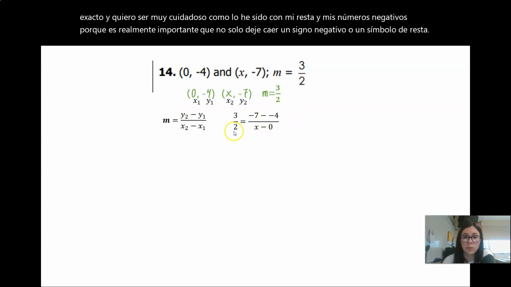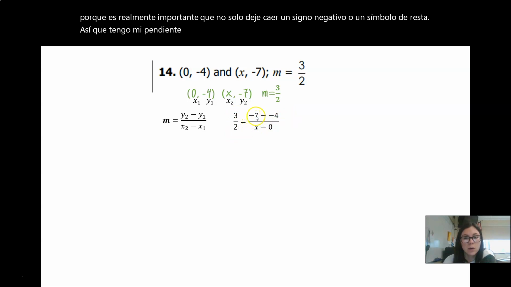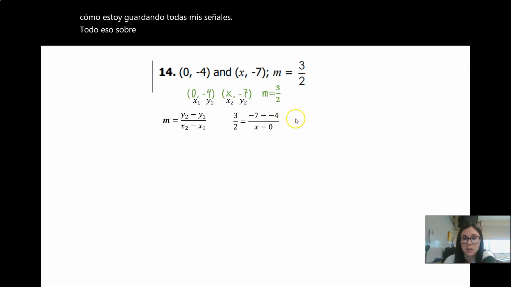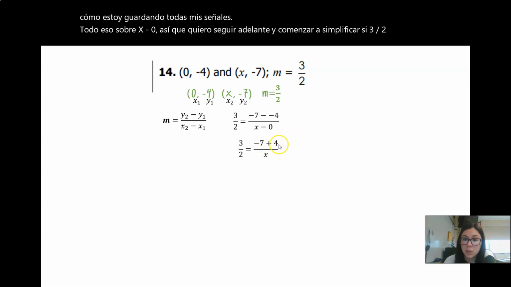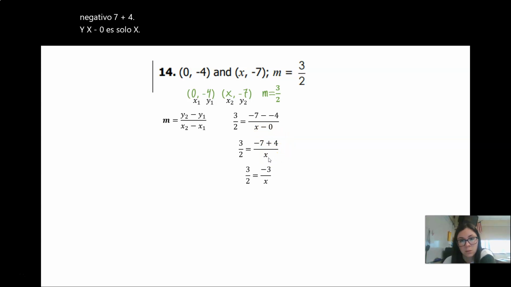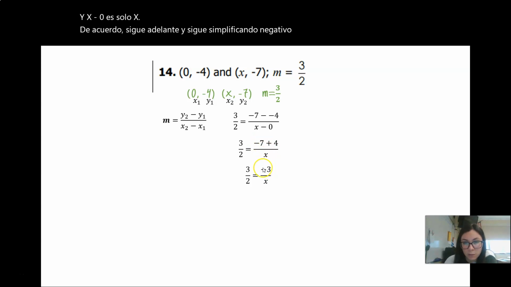So I've got my slope of 3 over 2. It's equal to -7 minus -4. So notice how I'm keeping all of my signs. All of that over x minus 0. So I'm going to go ahead and start simplifying. I have 3 over 2 is equal to -7 plus 4, and x minus 0 is just x. Okay, go ahead and keep simplifying. -7 plus 4 is equal to -3.